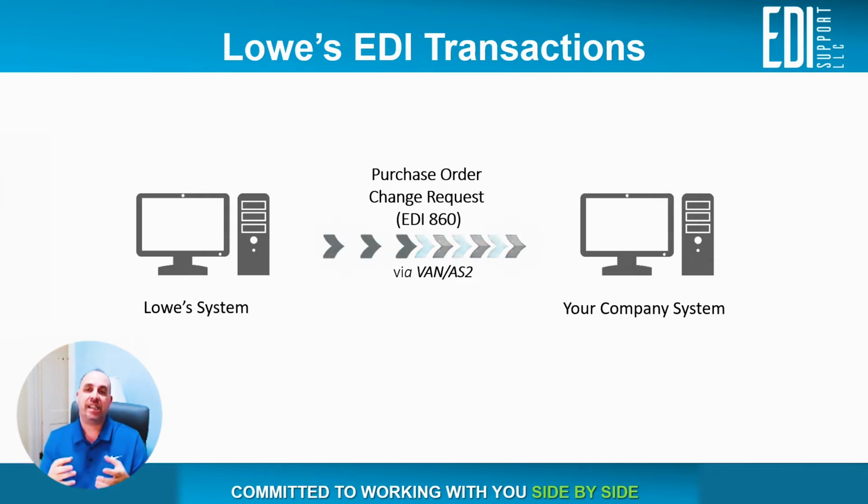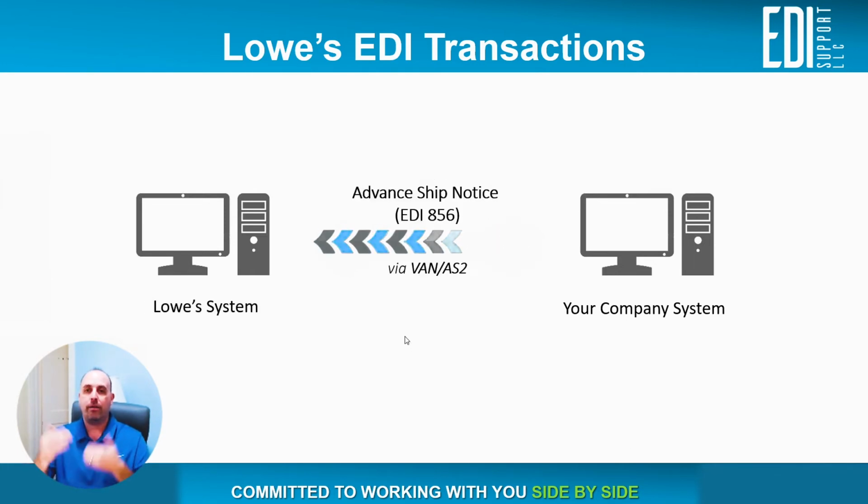That 860 is simply saying, hey, we sent you that original purchase order. I want you to change some things. I want you to change some ship dates, maybe the quantity, swap out an item, add an item, remove an item. All of those different things could come through on a purchase order change request. So they're going to send that 860. Remember, just to say that you received it, you're going to send back a 997. It's not saying that you've processed it. It's just simply saying you've received that 860. You're acknowledging the receipt.